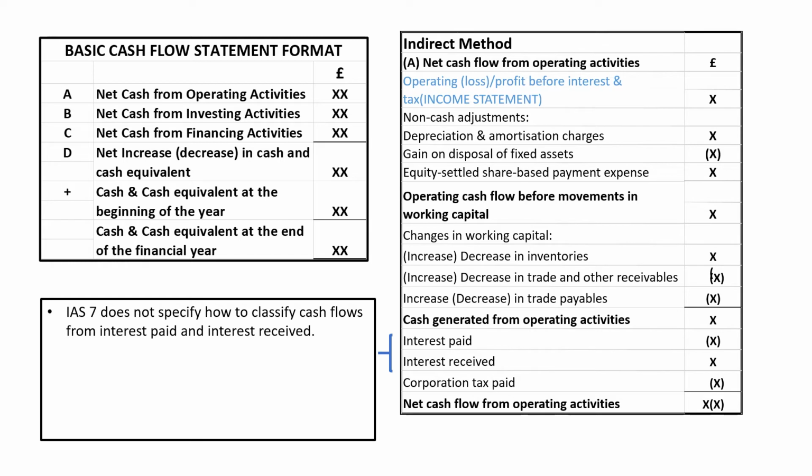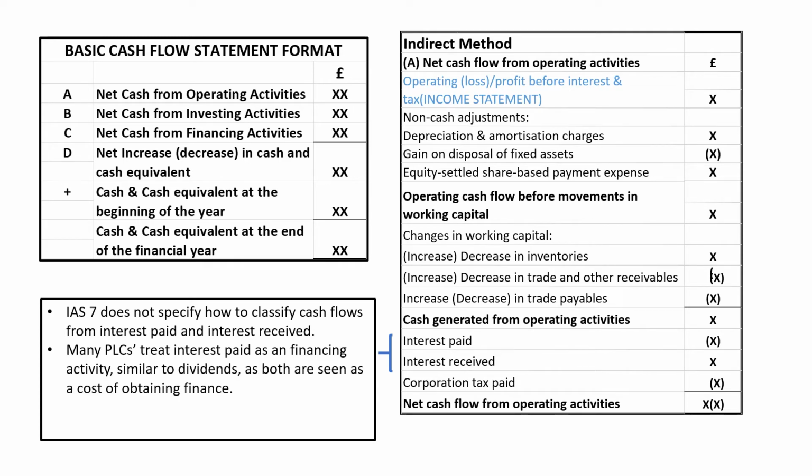Now, IAS 7 does not specify how to classify cash flows from interest paid and interest received. Many PLCs treat interest paid as a financing activity similar to dividends, as both are seen as a cost of obtaining finance. Interest received is classified under investing activities.